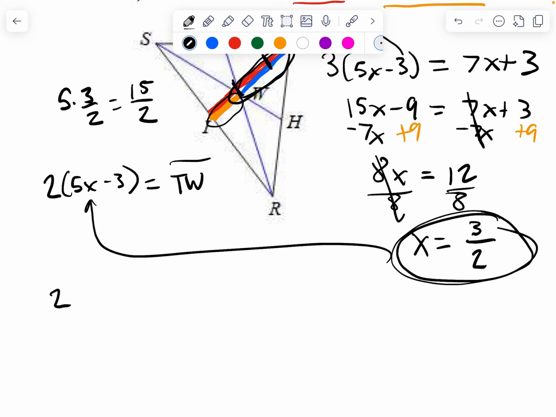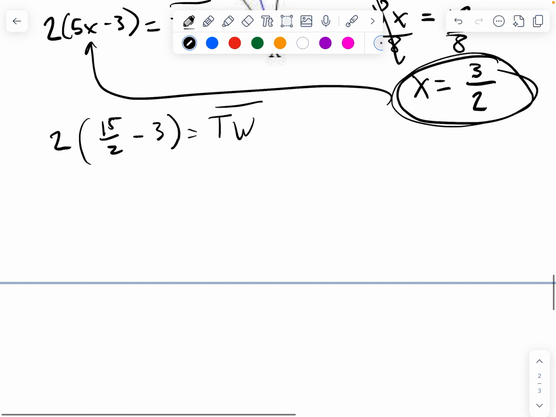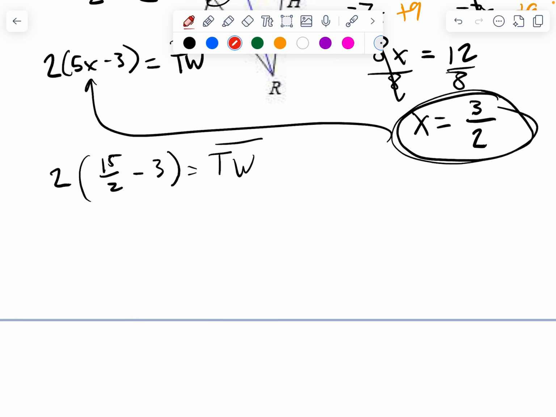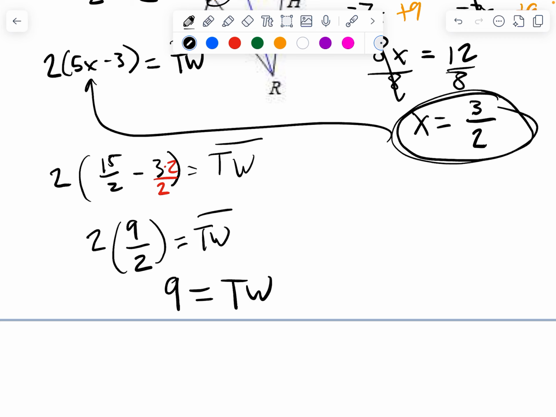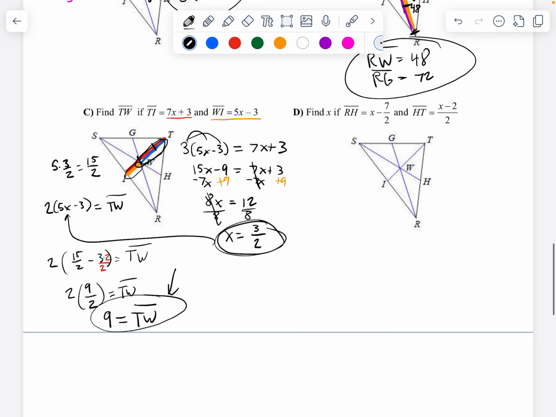Okay, so we have 2 times 15/2 minus 3 is the segment we're looking for. We just need to simplify this, right? Common denominator, I'm going to multiply top and bottom by 2 there, so we get 6/2. So 15 minus 6 is 9, so 9/2 times 2 equals our TW segment. Well, double 9/2, we get 18/2, which is just 9. And there's your length. Final answer, that's what you're looking for.